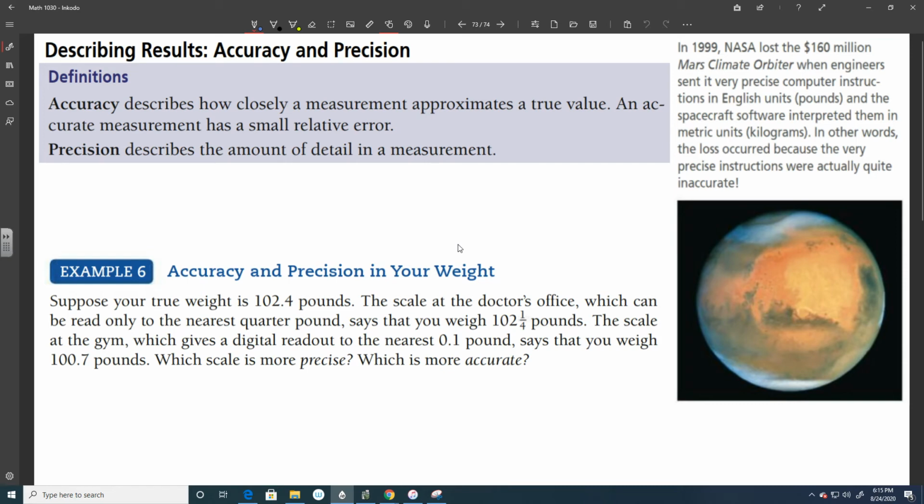Accuracy and precision. Excuse me. See, I'm trying to speed up and I really shouldn't.